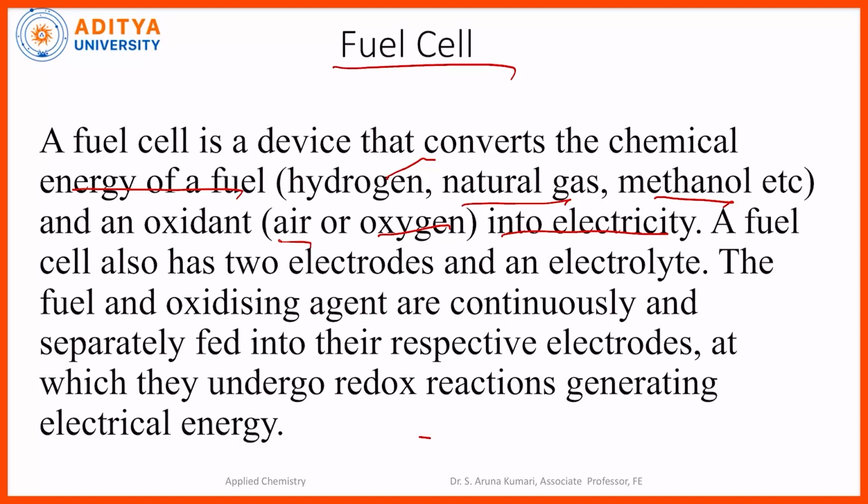Now, how is a fuel cell made up? A fuel cell has two electrodes and an electrolyte. The fuel and oxidizing agents are continuously and separately fed into their respective electrodes, at which they undergo redox reactions generating electrical energy. So we see that in a fuel cell, the fuel and oxidizing agents are continuously and separately fed into their electrodes, at which they undergo the redox reaction generating electrical energy.